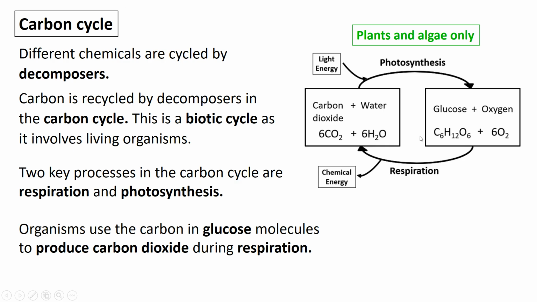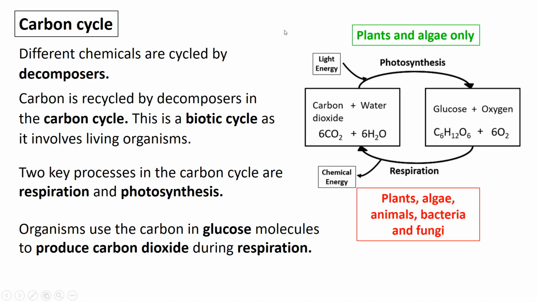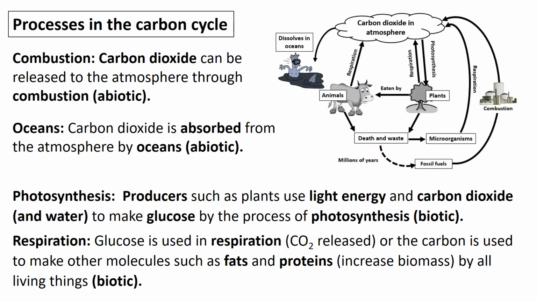Obviously, photosynthesis can only be carried out by producers, which are plants and algae, whereas respiration, remember, is carried out by plants, algae, animals, bacteria, and fungi. All living things carry out respiration. So let's have a look at the carbon cycle in more detail.